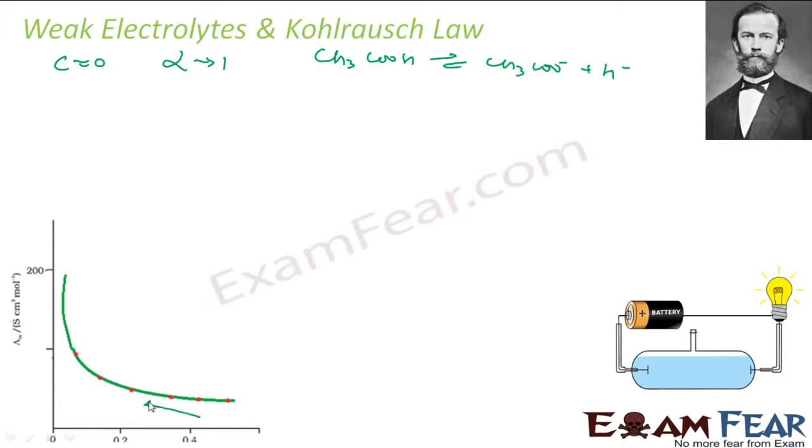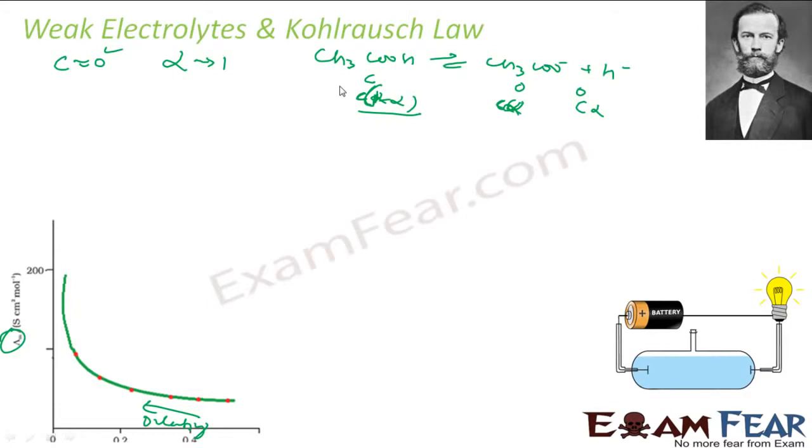Right, so I'm diluting it, and this is my molar conductivity. At infinite dilution, alpha is almost 1. Let's suppose at t equals 0 the concentration is C and the products are 0. Then this becomes C into 1 minus alpha, this becomes C alpha, and this becomes C alpha, right? This you have seen in the equilibrium classes. So at infinite dilution, C is almost 0 and alpha is almost 1.